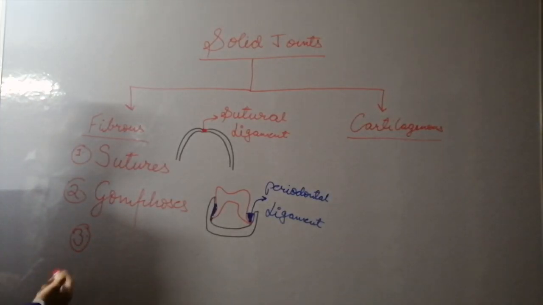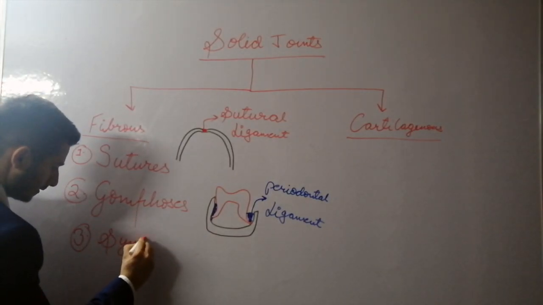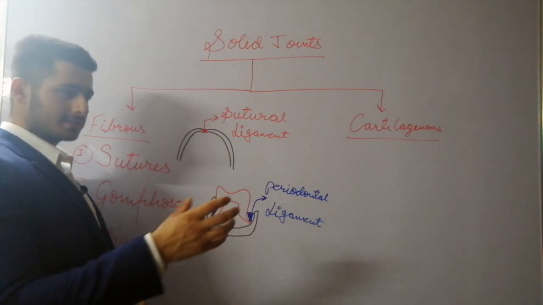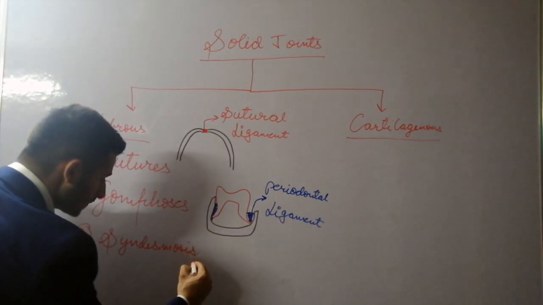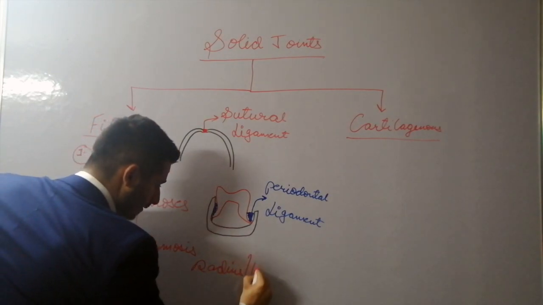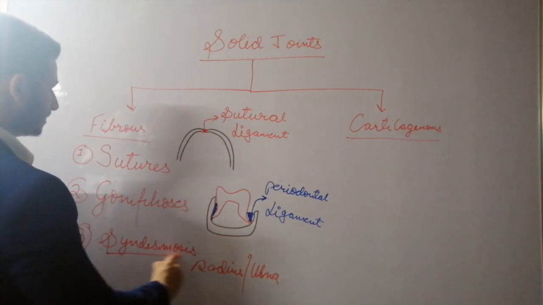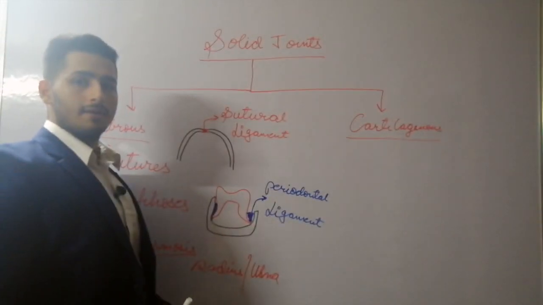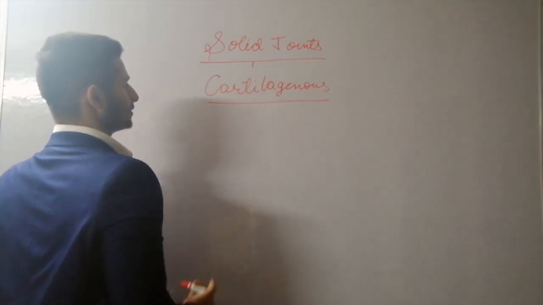The third type of fibrous solid joint is syndesmosis. When two different bones are connected with a fibrous tissue, that is an example of syndesmosis. Radius and ulna are a perfect example of syndesmosis, because they are connected by an interosseous ligament, which is made up of fibrous tissue. We move on to cartilaginous joints.